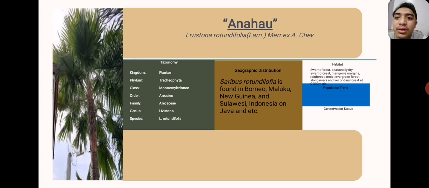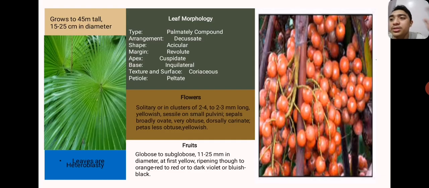Habitat: swamp forest, seasonal dry swamp forest, mangrove margin, rainforest, moist evergreen forest along river, and secondary forest of 0 to 300 meters altitude. Population trend and conservation status: I didn't find it. This species can grow to 45 meters tall, 15 to 25 centimeters in diameter.